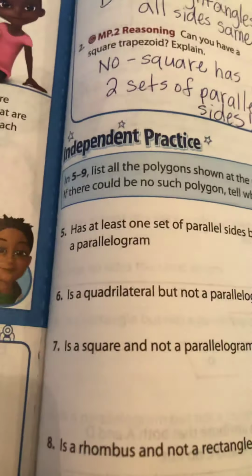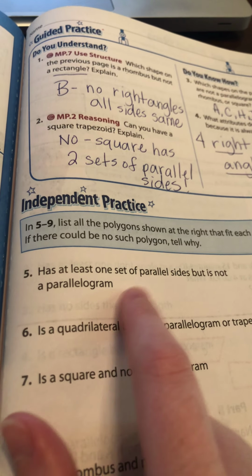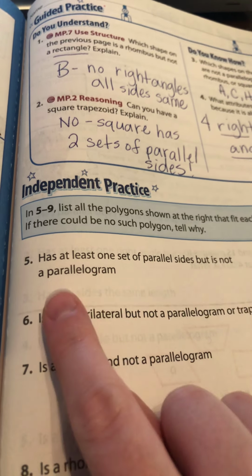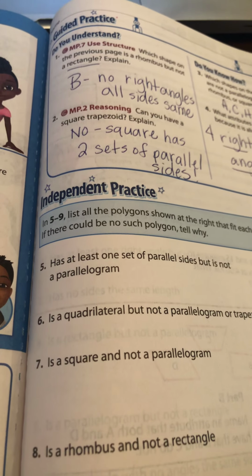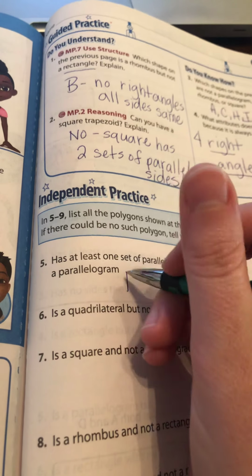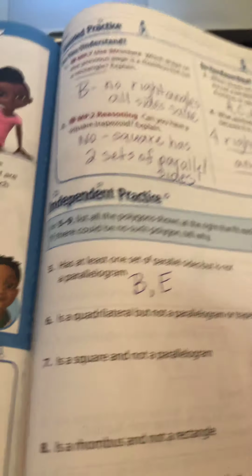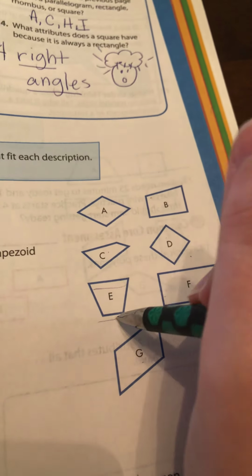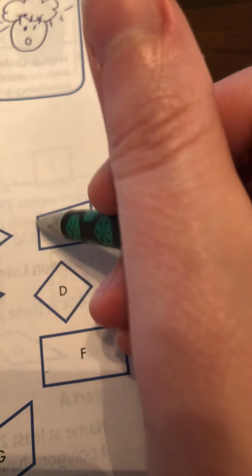Okay? So, number 5, it says, has at least 1 set of parallel sides, but is not a parallelogram. Okay? By definition, that would be my trapezoid. So that would actually be B and E. Because if you look at it, 1 set. These are not, but these are. Same thing for B. He actually has these 2 are parallel, but this one is not.